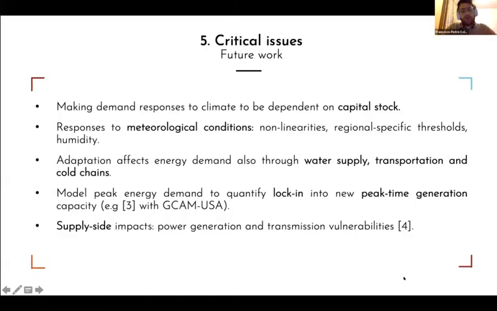So there are some interesting studies done at the regional level for the US that do something similar to this paper, but go even further in quantifying the exact lock-in, because they look at peak time generation capacity rather than at the total generation as we've done in this study.